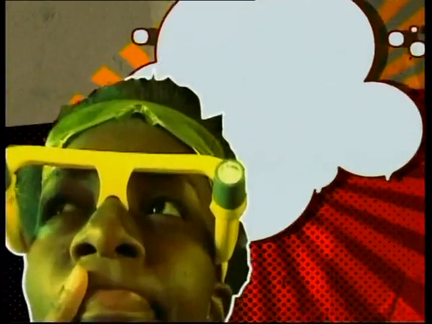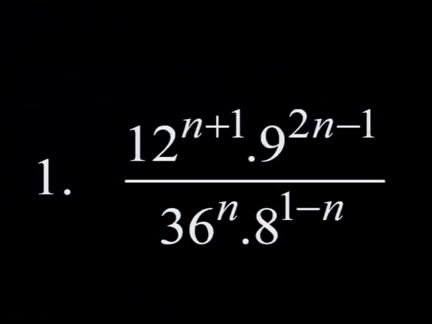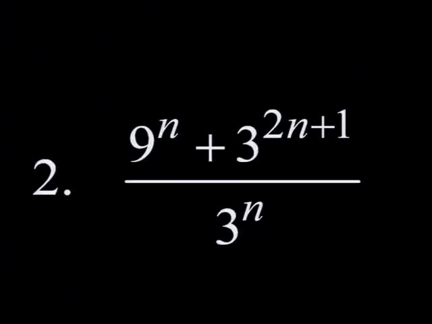Simplify. Number 1, 12 to the power n plus 1 multiplied by 9 to the power 2n minus 1, all divided by 36 to the power n times 8 to the power 1 minus n. Number 2, 9 to the power n plus 3 to the power 2n plus 1, all divided by 3 to the power of n.